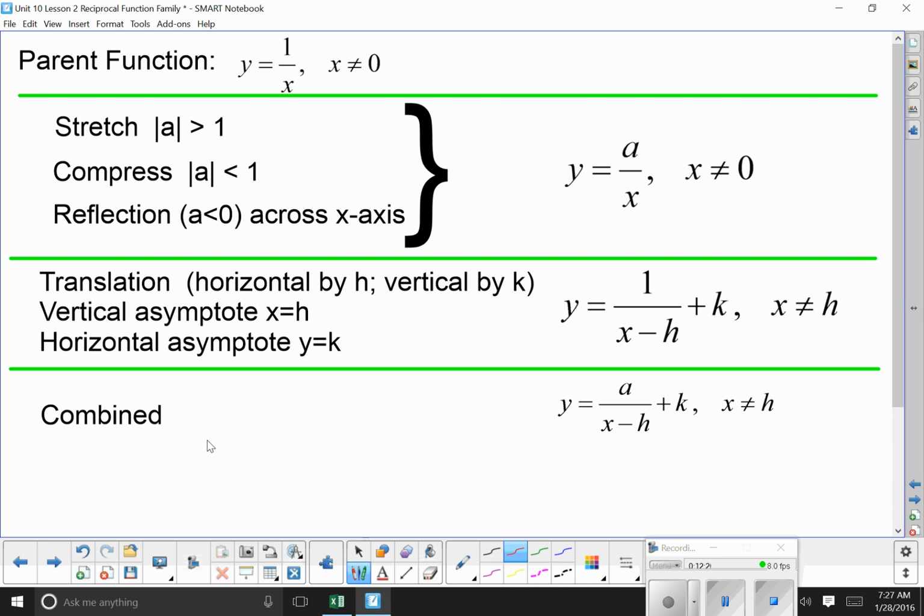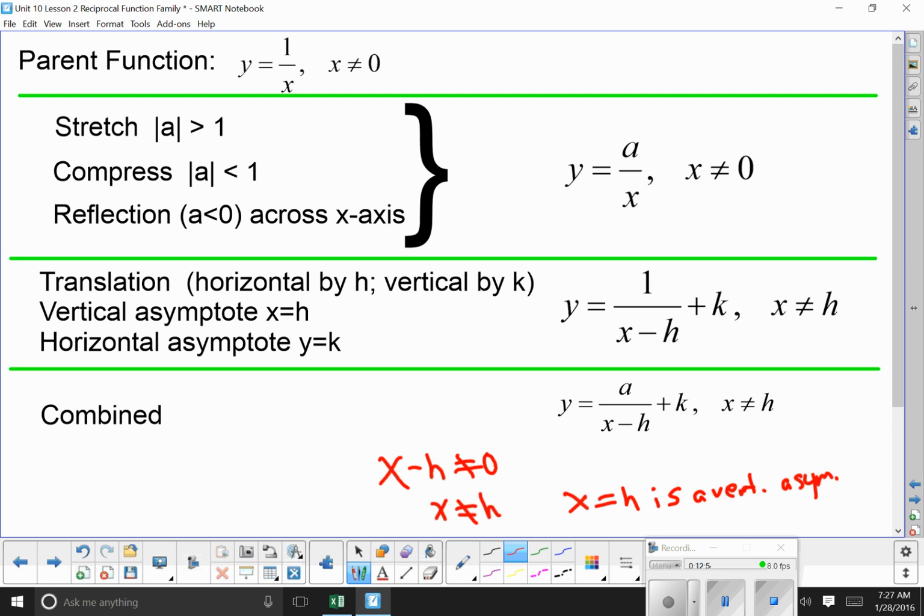How do we get that? Well, x minus h cannot equal 0. Add h to both sides. X cannot equal h. That's how we find our restrictions and our vertical asymptotes. Since x cannot equal h, x equals h is a vertical asymptote.